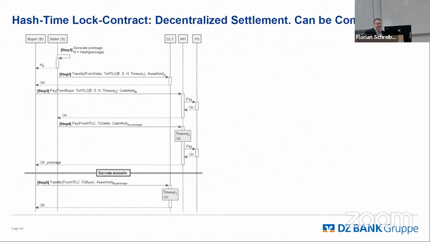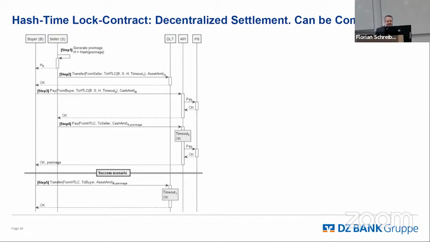We propose an even leaner way of doing this, just a small improvement, that fully removes intermediaries. So this is the hash time lock contract. You see, time is running vertically down. These are kinds of swim lanes. You see the participants: the buyer, the seller, the DLT managing the asset, so controlling the asset, and then some API to the payment system.